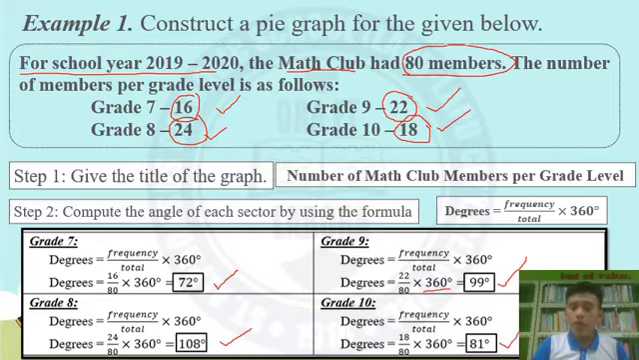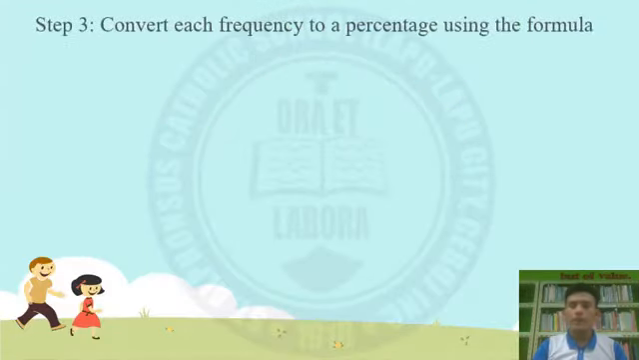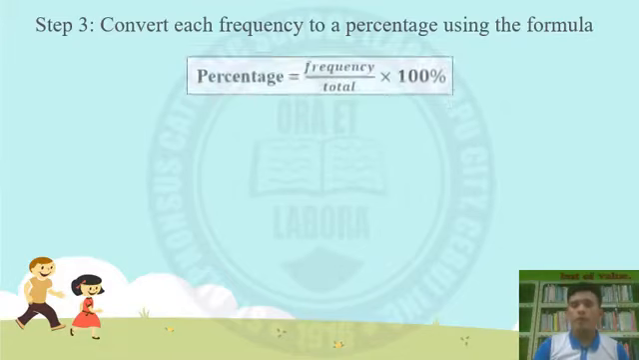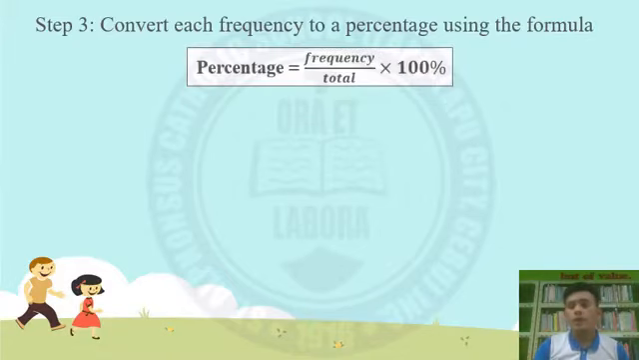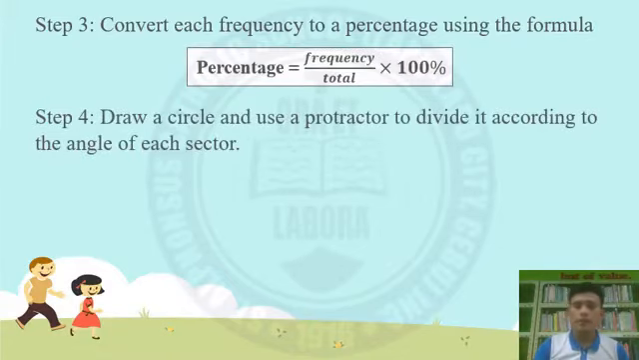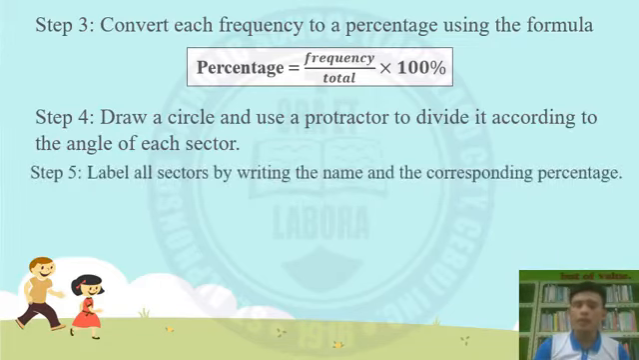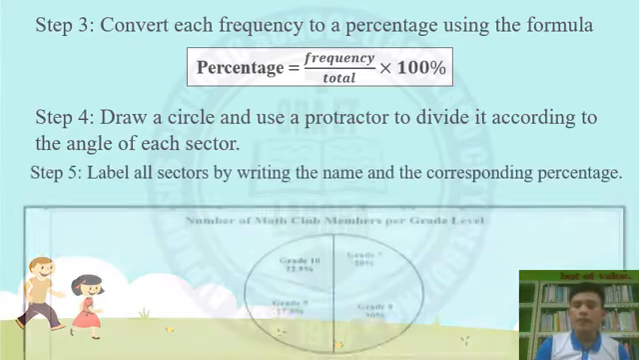Please take note of the degrees. Grade 7, grade 8, grade 9, grade 10. Step 3. Convert each frequency to a percentage using the formula frequency over the total times 100. Next, draw a circle and use a protractor to divide it according to the angle. Label all sectors by writing the name.